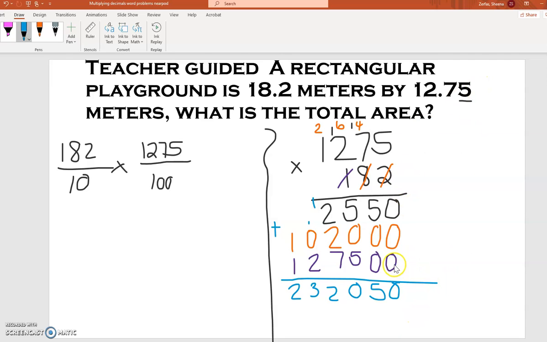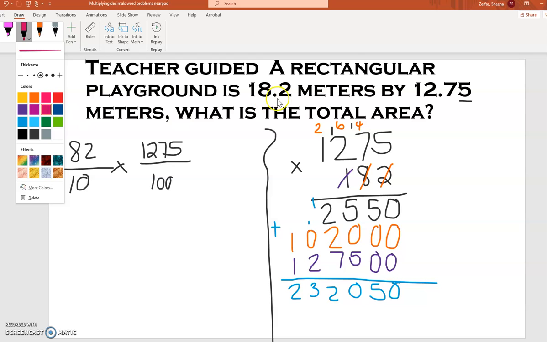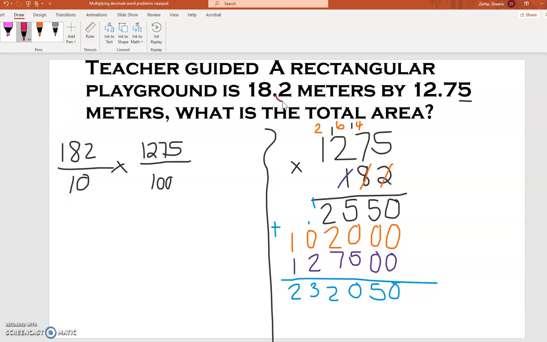Then at the end, I'm going to figure out where my place value is. So now is when I'm going to go back up to these original numbers, and I'm going to count how many decimal place values. So that's how many numbers come after the decimal point. So here that's 1, and then 1, 2. I add the total number of decimals, so my answer should have 3. 1, 2, 3.